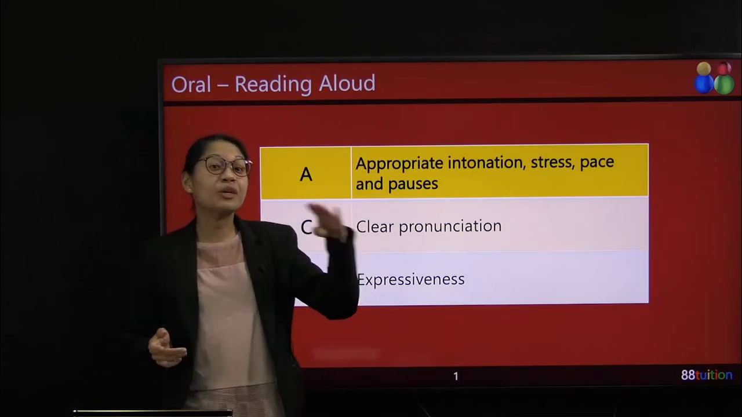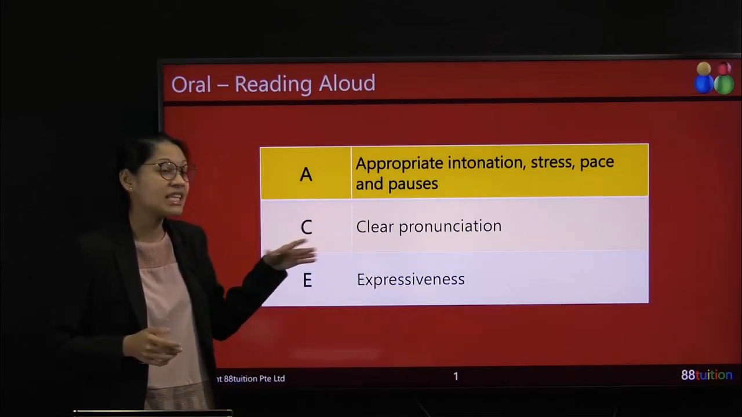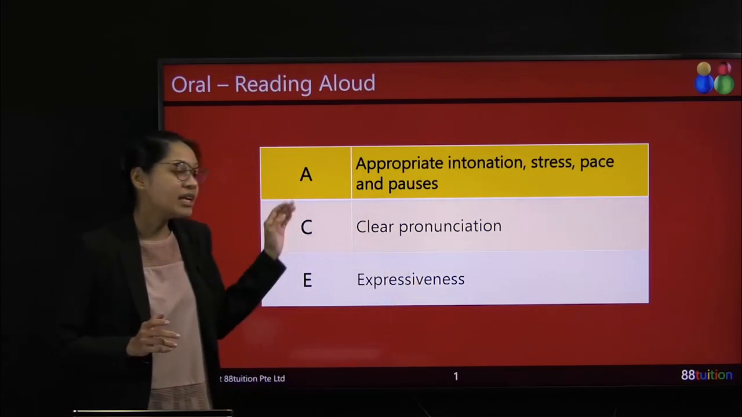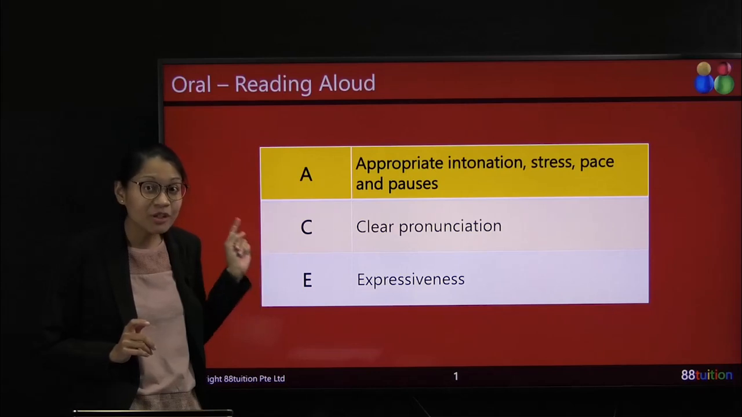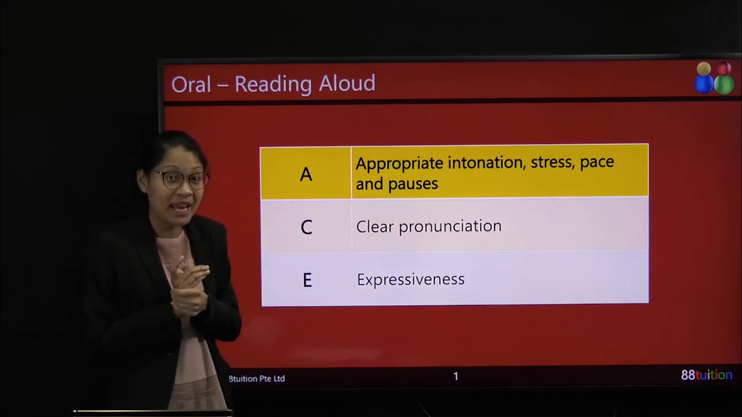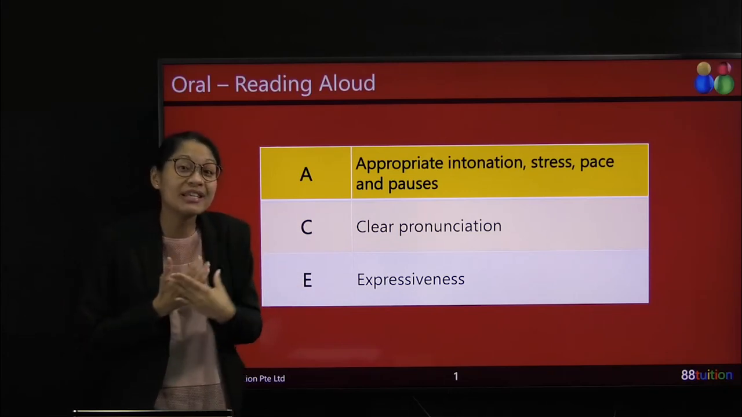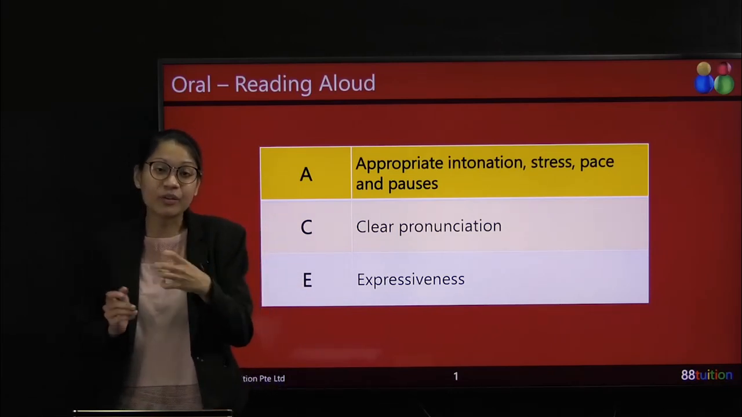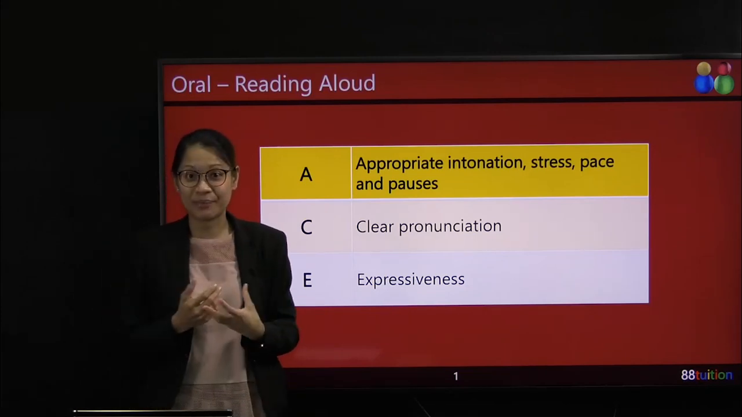The pace at which you read it, as well as the pauses that help you pace yourself. Now remember, our pronunciation should also be very clear, as clear as we can manage. And when we express ourselves, we put ourselves in the character's shoes whenever they speak or say something.